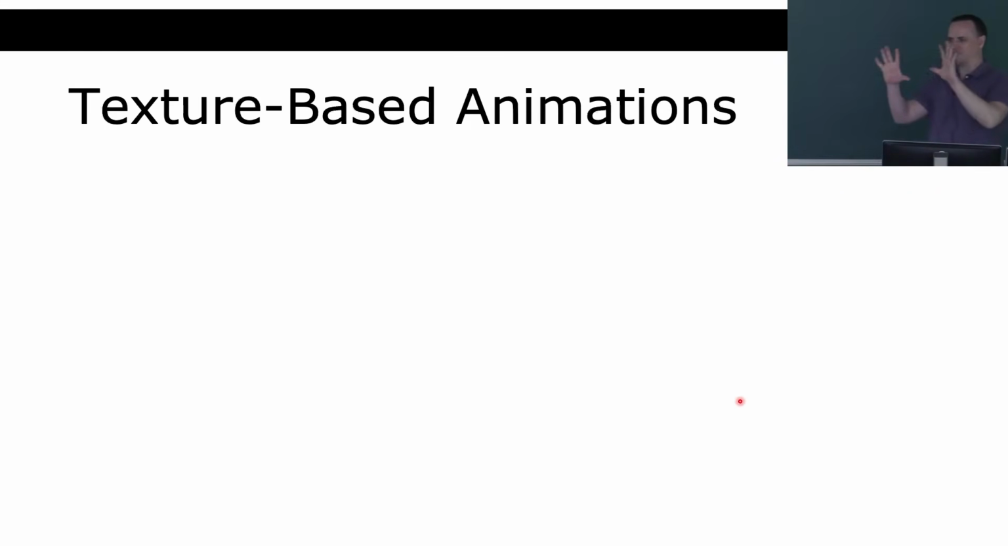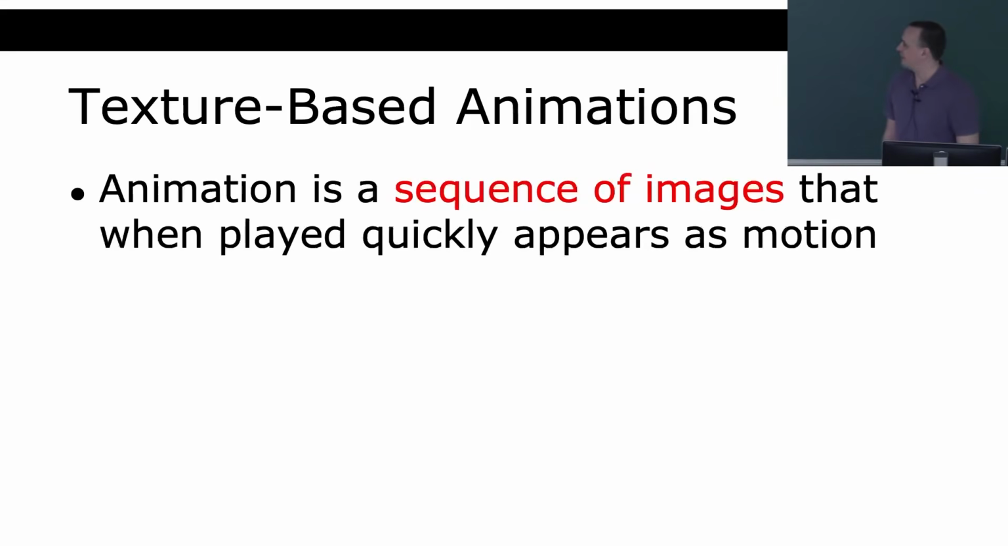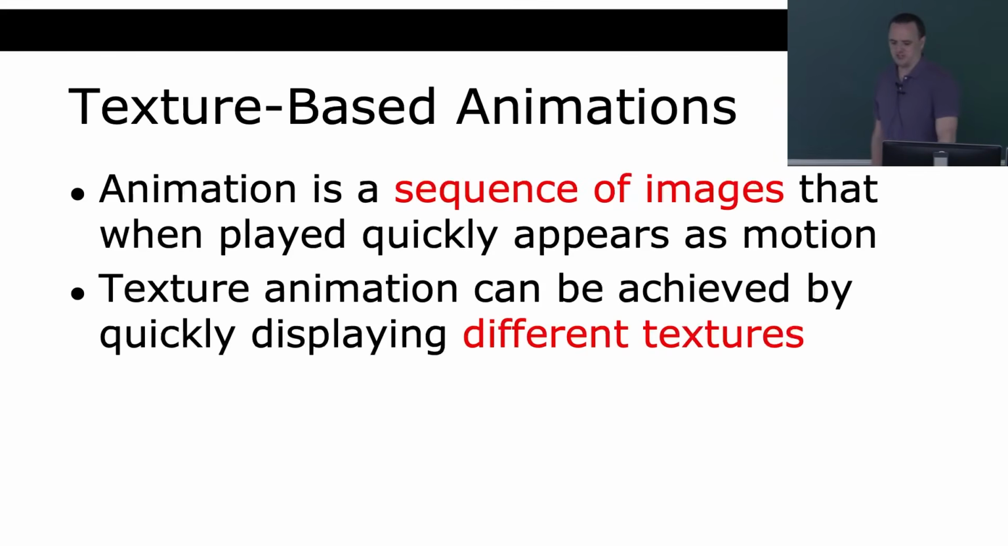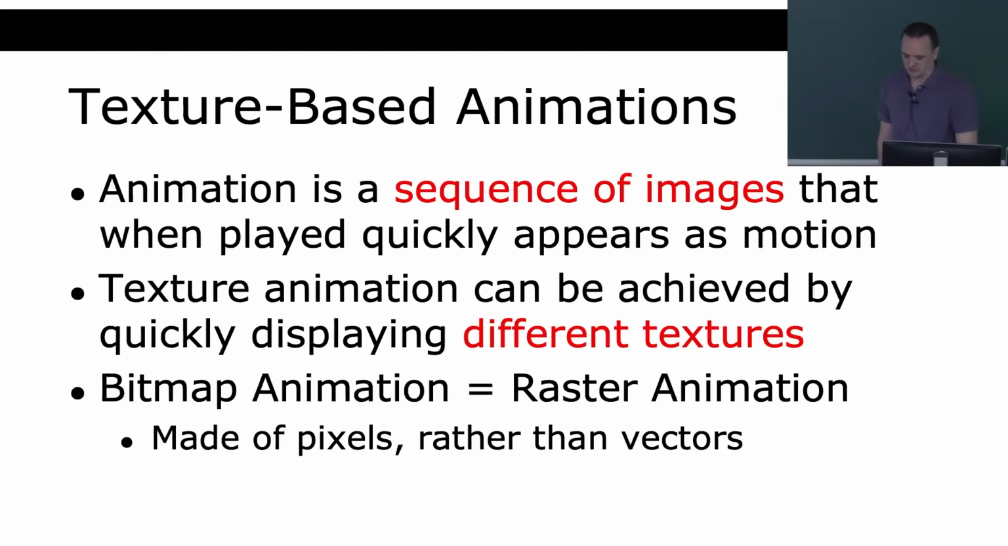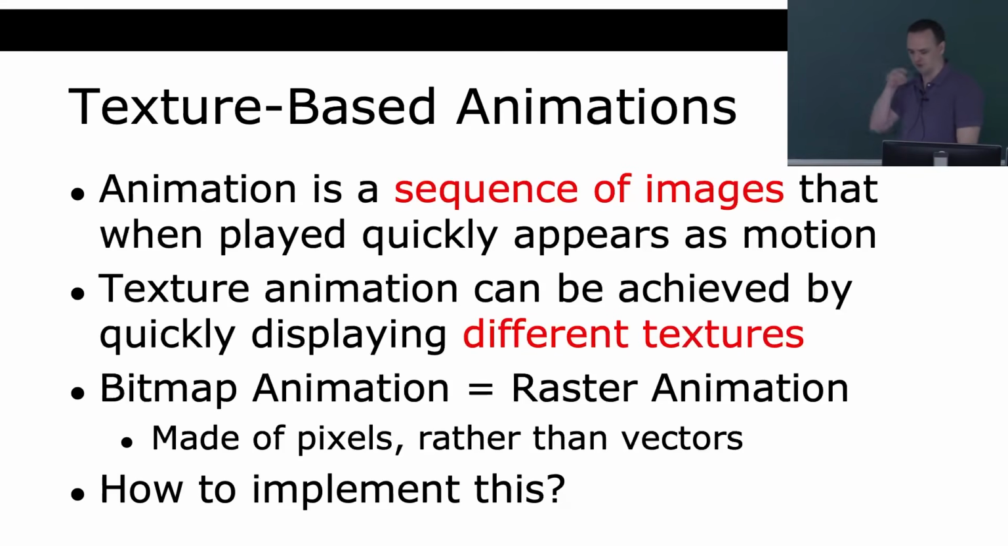But the most important part of this lecture for assignment 3 is, finally, the texture-based animations. Animation is a sequence of images that, when played, looks like motion. Texture animation can be achieved by quickly displaying different textures. And there are, again, an infinite number of different ways to do this. I'm just showing you one that is a nice balance of being easy to implement and fast enough. Bitmap animation, or raster animation, are two terms for the same thing: made of pixels rather than vectors. Assignment 2 was done with vectors, meaning we were drawing lines, and now we're drawing bitmaps.